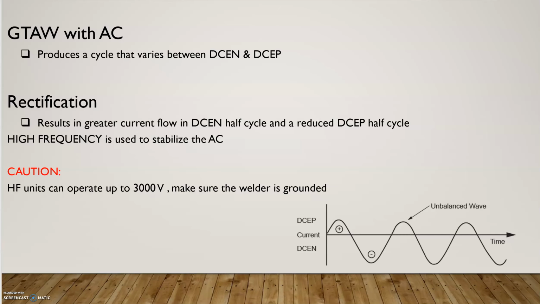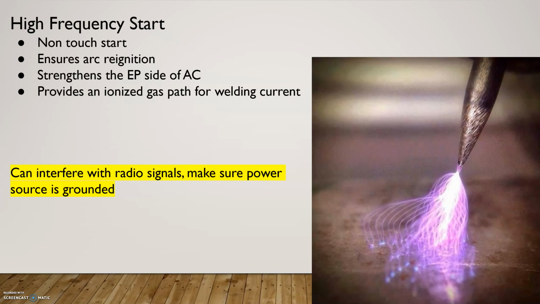High frequency welding is a manufacturing process used for welding plastics together. The addition of high frequency to a welder helps to stabilize AC, and it also has a few other perks. High frequency is also used for a non-touch start, which helps to control tungsten contamination.